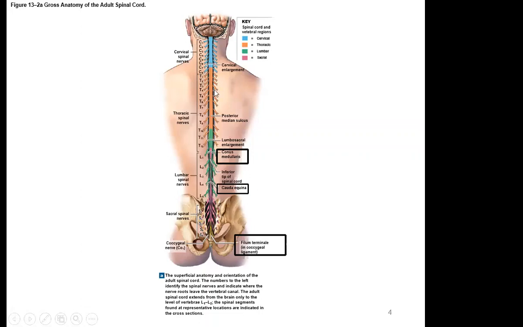For the thoracic spine, you will have 12 bones and 12 nerves. So that stays consistent in the thoracic spine. In the lumbar spine, you will have 5 bones and 5 nerves. So there is consistency there as well.